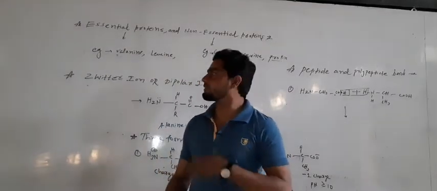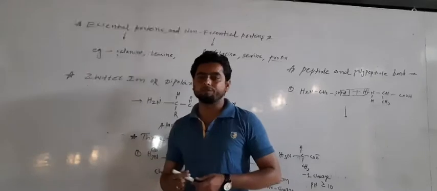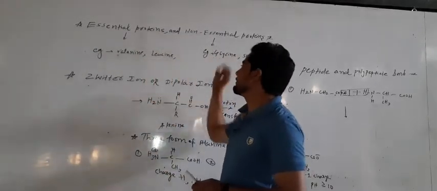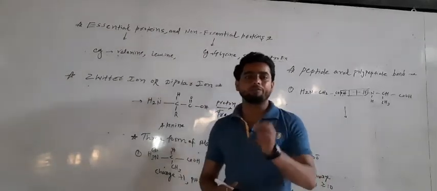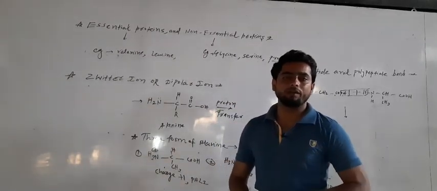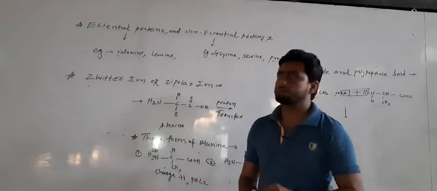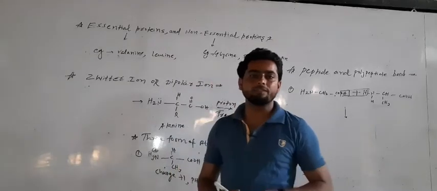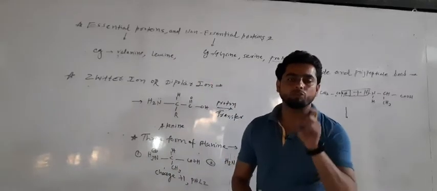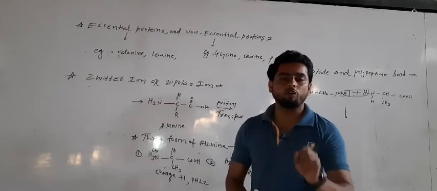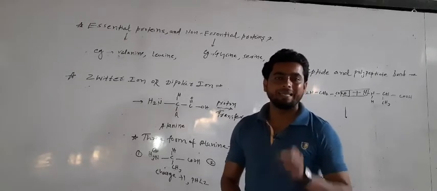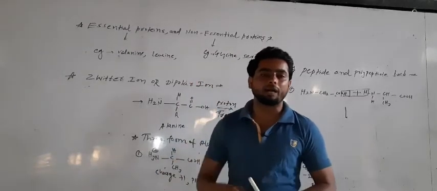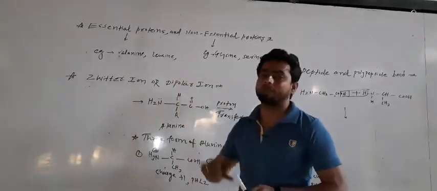Today we discuss the next subtopic of this unit, biomolecules. Topic number one: essential proteins and non-essential proteins. What is the definition of the essential protein and non-essential protein? First, what is the essential protein? The essential protein is defined as those proteins which are not prepared in our body; they come from the diet, or are taken from the diet, and are called essential proteins.